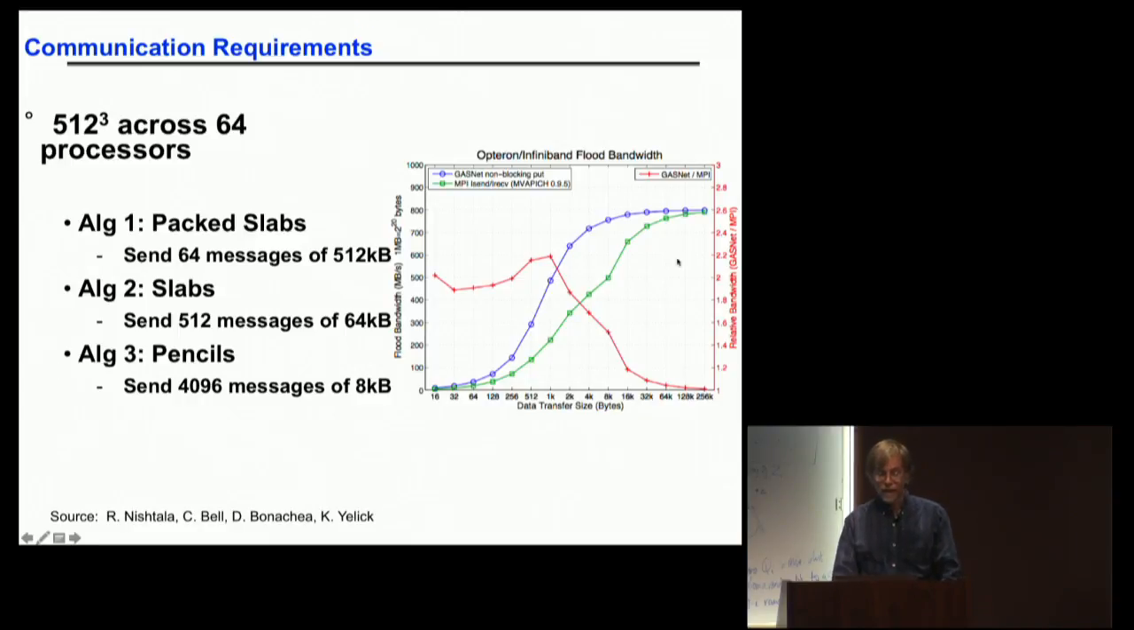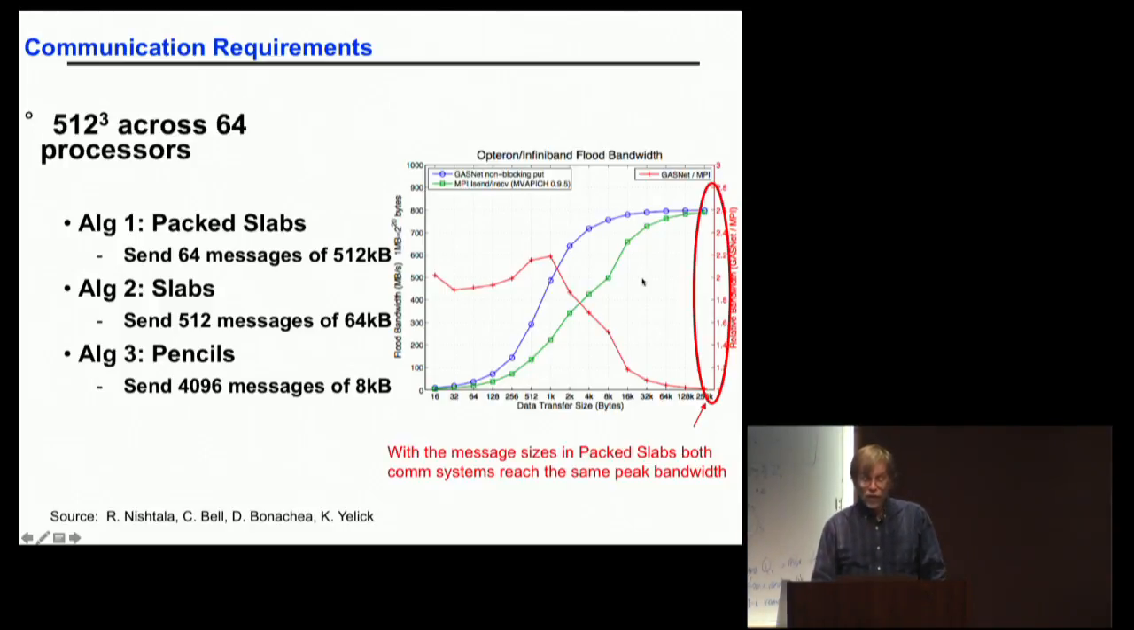So based on these numbers and this underlying performance of how the machine works, if I send as few messages as possible and they're all as big as possible, I'm going to be living over here on this plot, where this is the bandwidth for very large messages, and MPI and GasNet are the same. I'm going to hit the peak, but there's going to be the least opportunity for overlap. So that corresponds to packed slabs. That's what I expect.